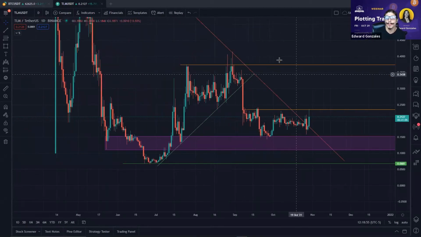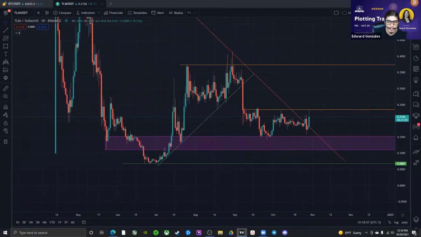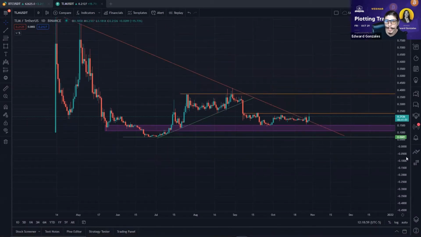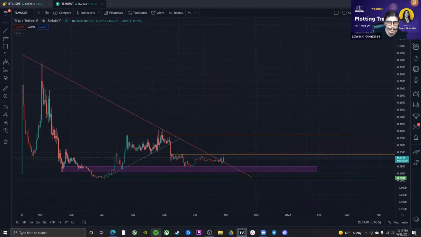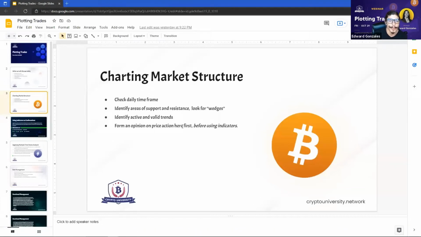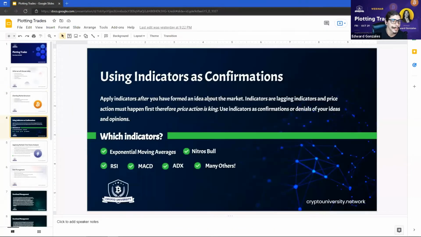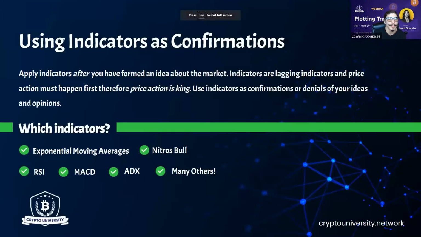So we have looked at our market structure now without any charts, without any indicators. So now that we have an opinion on price action, let's go take a look at some indicators. So let me put this on the full screen, nice and pretty, using indicators as confirmations.